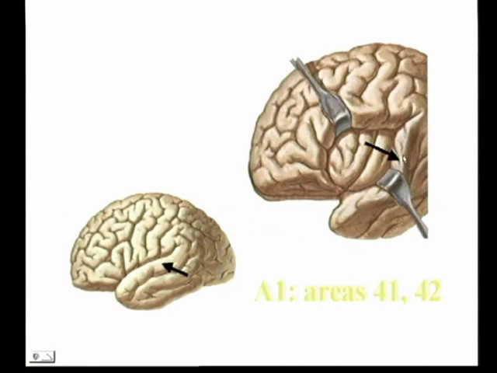Auditory cortex would be right here on this, I call it the transverse temporal gyrus of Heschl, areas 41 and 42. Blood supply again would be what? Middle or anterior cerebral? Okay, you should know it's the middle cerebral.